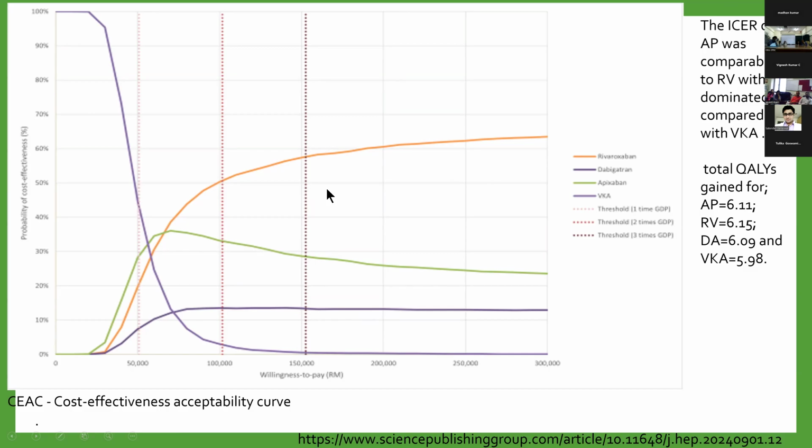So here, for this much cost you're paying, you will get this much effectiveness. But if you look here, this much cost you're paying, but you get only this much effectiveness. Which do you think is doing worse in the curve? Yeah, dabigatran. If you look at this purple, this is probably the one which is more dominated. This is just a visual representation that tells you the acceptability curve.